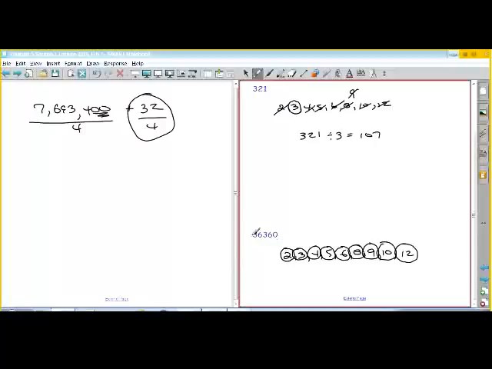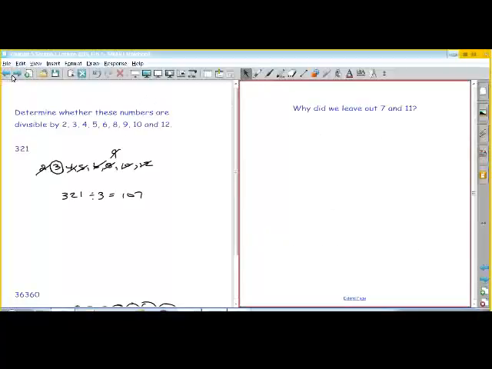So again, 2 if it's even. 3 if the sum of the digits add up to a number that's divisible by 3. 4 if the last 2 digits are divisible by 4. 5 if the last number is 0 or 5. 6 if it's divisible by 2 and 3. 8 if the last 3 digits are divisible by 8. 9 if the sum is divisible by 9. 10 if the last digit's 0. And 12 if it's divisible by 3 and 4. So those are the rules that we have.